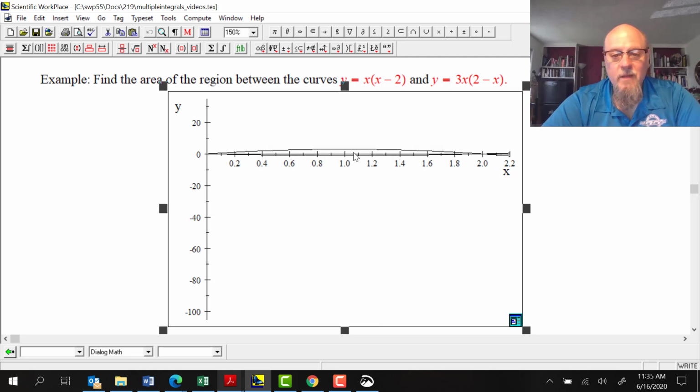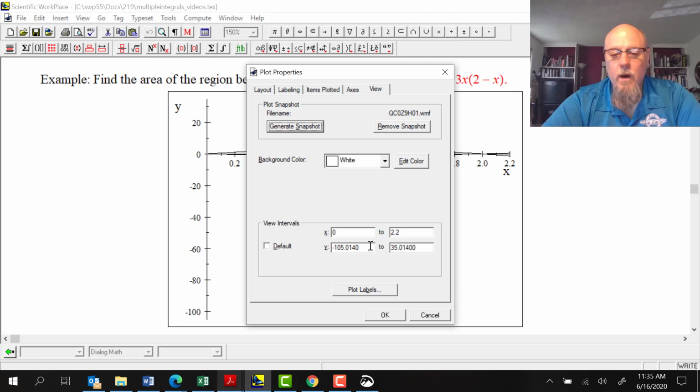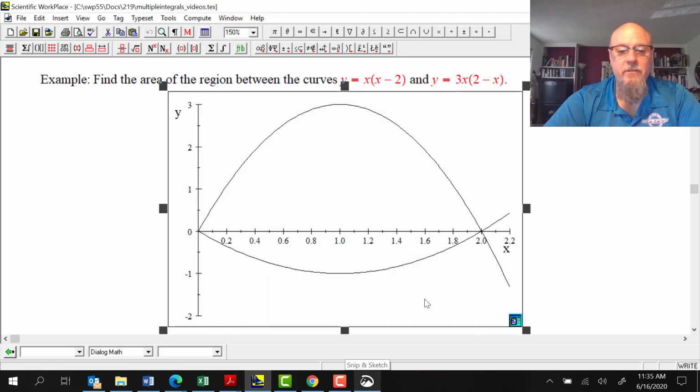Okay, and it looks like the maximum height here is around 1, which would be, what, 3. So I don't need to see anything in the y's past -2 and maybe 3. So I'm there. That's nice. So I'm looking for this area.